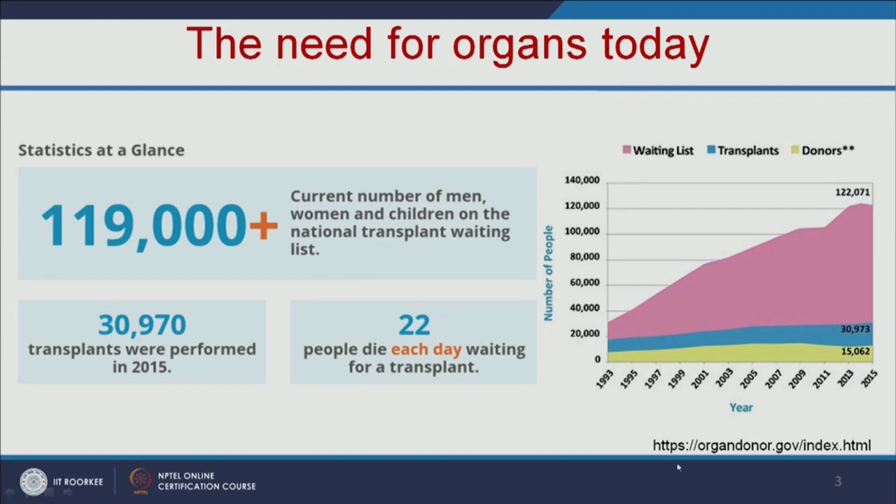So according to American organ donor website, at least 1,20,000 people are in the waiting list for organ transplantation, and each day at least 22 people lose their life due to lack of suitable organ transplantation. So you can think about the whole world, how many people are losing their life without suitable organ transplant.